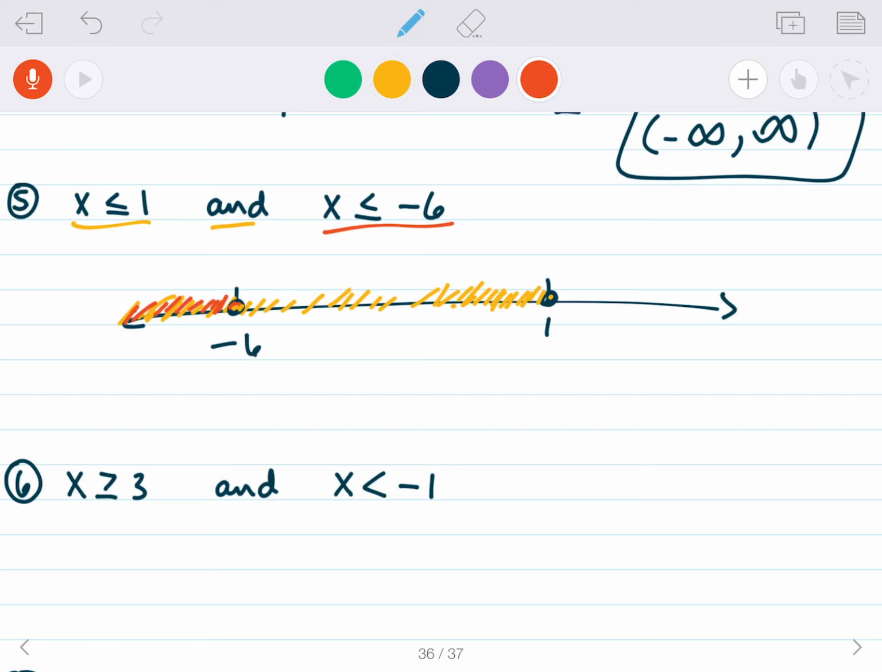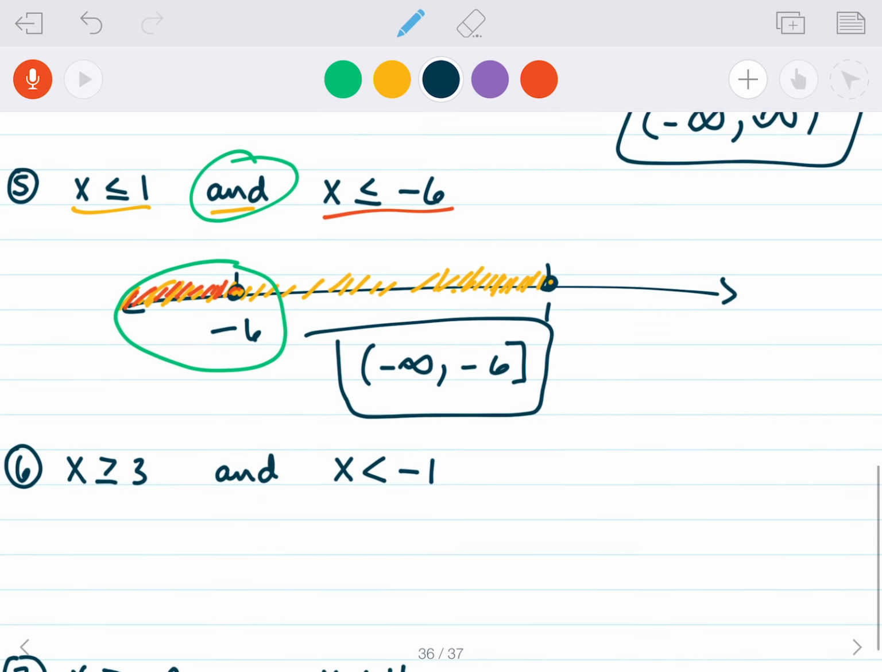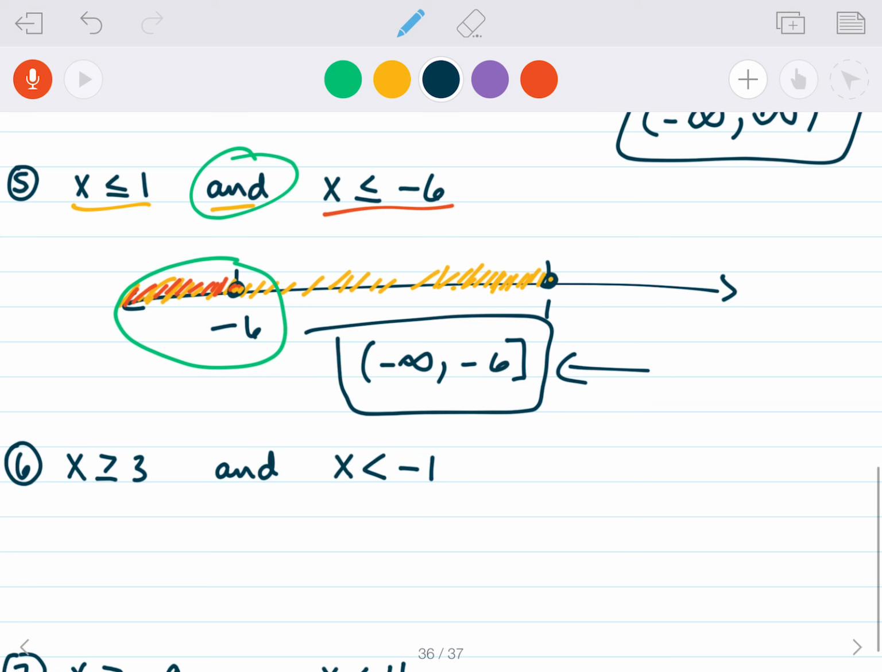And now we look at the overlap, since this is an and statement. So the overlap, we're going from negative infinity all the way up to -6, including -6, because both yellow and red shade -6. Okay, so that's our solution in interval notation.